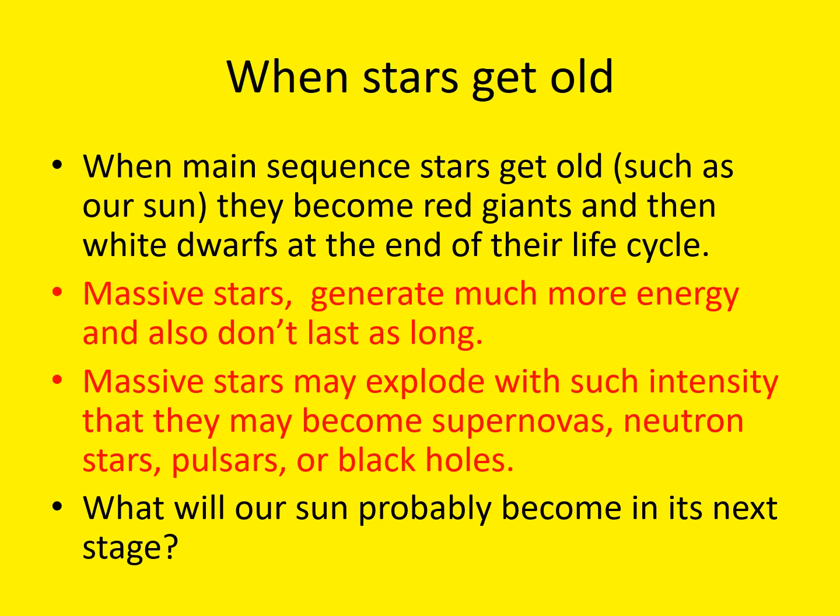When stars get old, when main sequence stars get old, such as our sun, they become red giants and then white dwarfs at the end of their life cycle. But as we know, our sun is an average star. So what happens to those super big stars? And so massive stars, they generate much more energy and they also don't last as long. Massive stars may explode with such intensity that they may become supernovas, neutron stars, pulsars, or black holes.